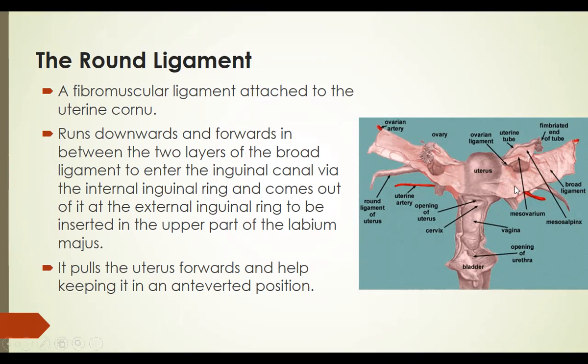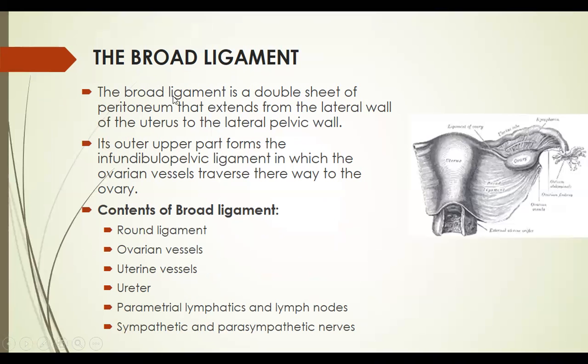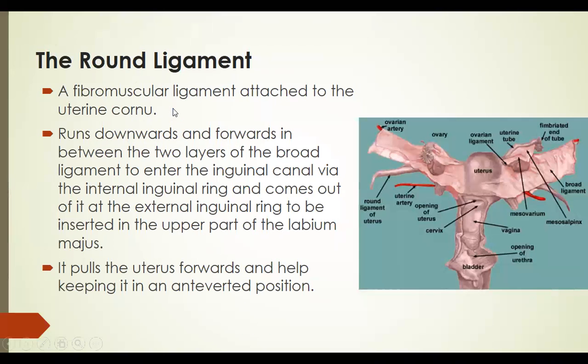If you cut this broad ligament, then deep inside you can appreciate the round ligament. This is the real round ligament, which I said is a very important ligament, which will hold the uterus in its normal position. It's a fibromuscular ligament. So the broad ligament was a peritoneal ligament, but the round ligament is a fibromuscular ligament attached to the uterine cornu. You see, it is attached to the uterus. It runs downwards and forwards in between the two layers of the broad ligament to enter the inguinal canal.